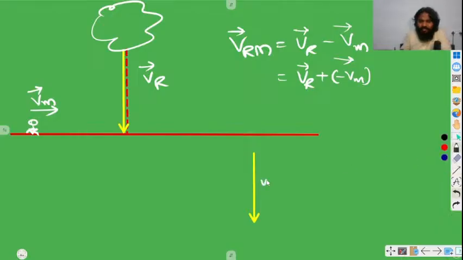This is nothing but vr. It is vertically falling down. The rain is falling vertically down. And next, minus vm. Actually, what is vm here? This is vm, right? Here to here, this is vm. This is the velocity of men.